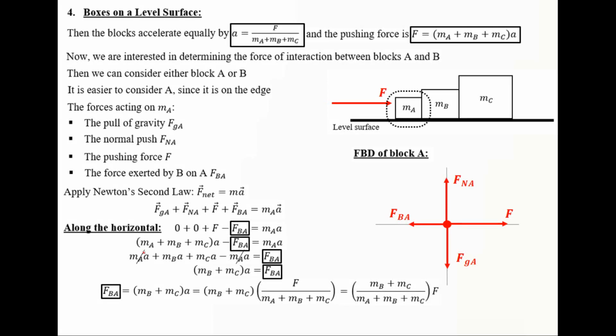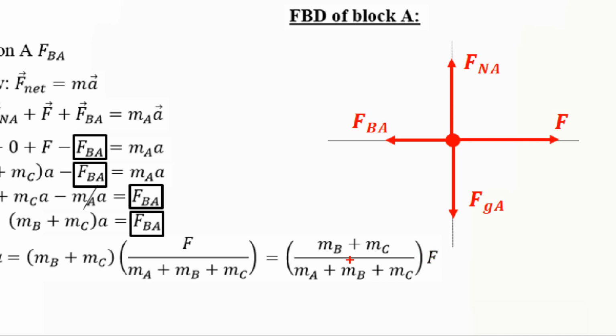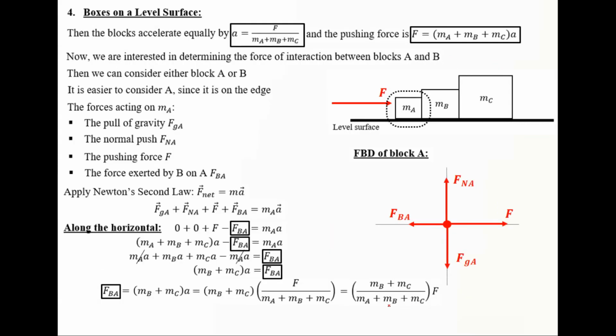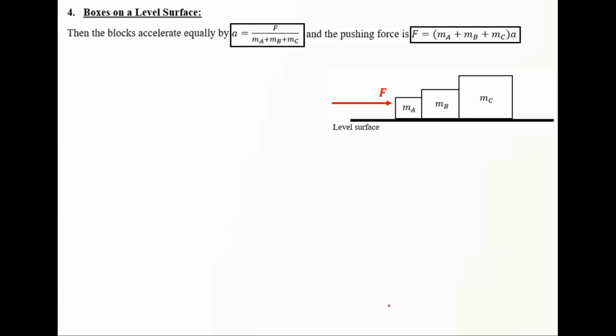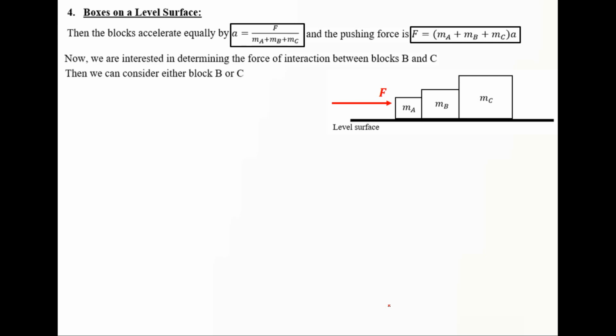And finally, the force FBA is given by the following expression, which is very important. It is capital F multiplied by a factor. This is the factor, which is a ratio between the masses MB plus MC divided by MA plus MB plus MC. So the force exerted by block B on A, or by block A on B, is given by FBA, which is the masses MB plus MC divided by the total mass multiplied by the force F. Now we're interested in determining the force of interaction between blocks B and C. Then we can either consider block B or C.